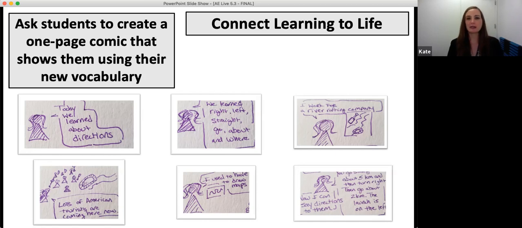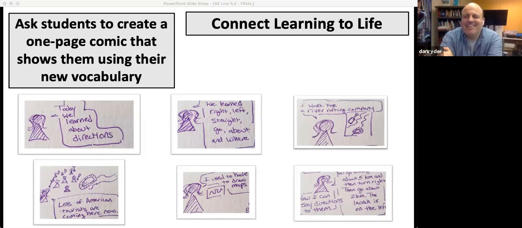Students could write their dreams for the future. So they could maybe use this similar format here. Yes. Yeah, that one's from Diana. That's a great idea. I love that one.